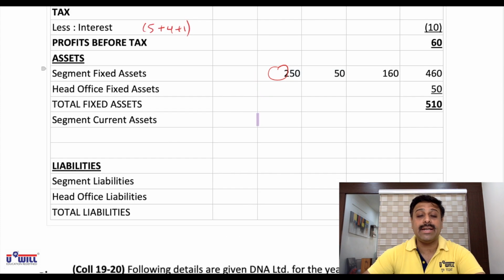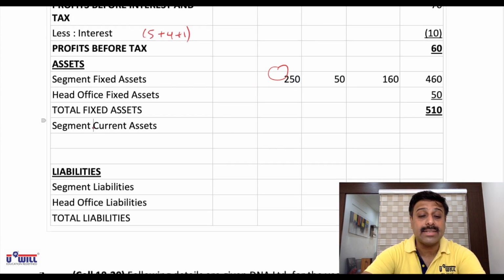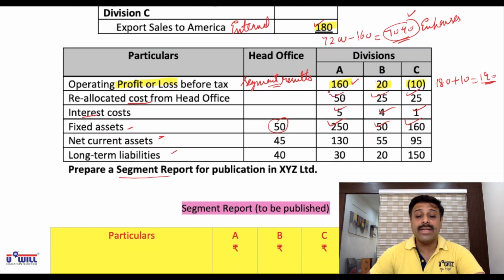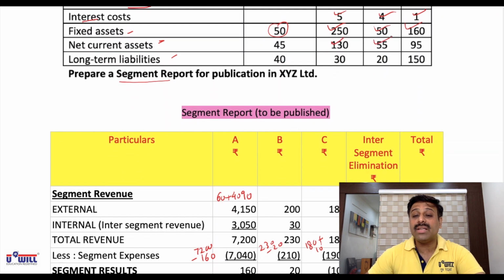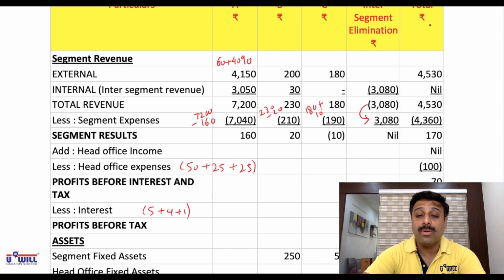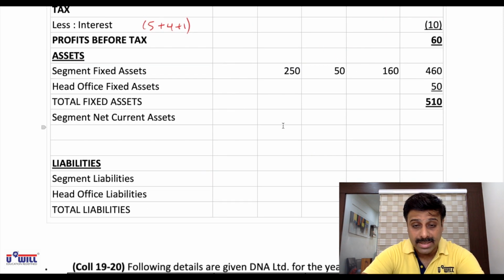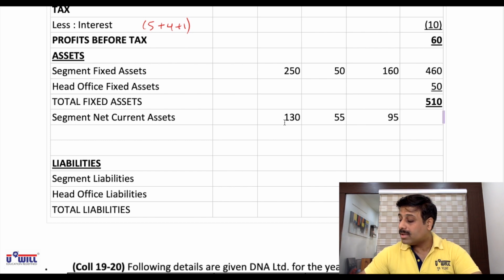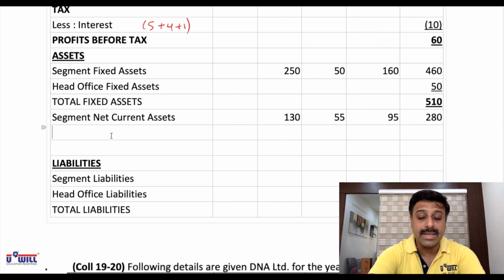What are segments current assets? In fact, net current assets. Net current assets means current assets minus current liabilities. So net current assets are 130 plus 55 plus 95. That comes to 280. Then head office current assets.